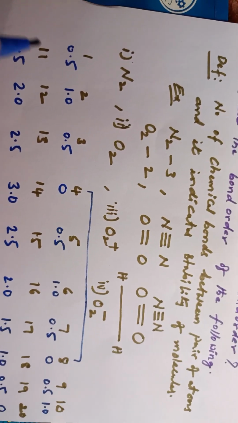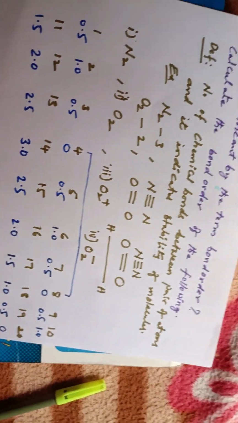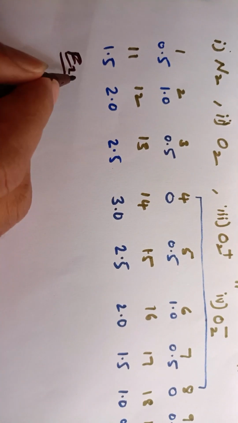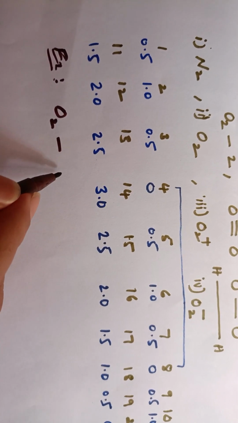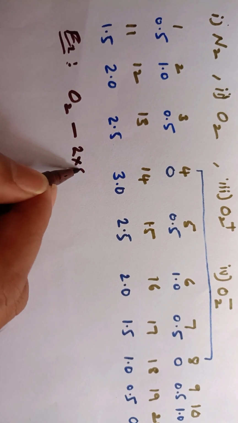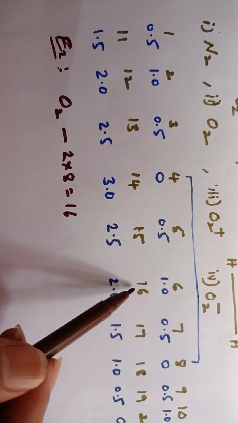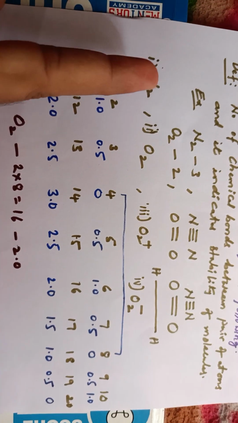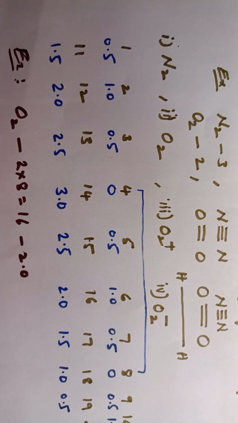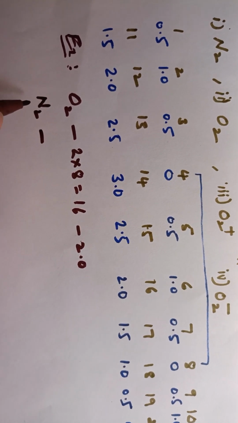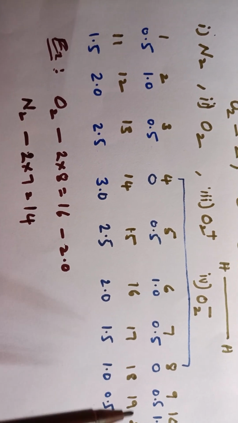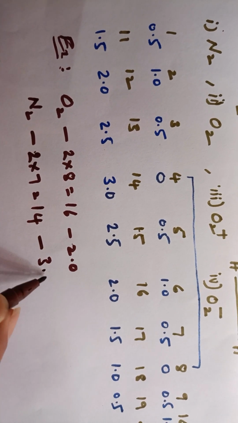Suppose if you take one example, N2. I will tell one example. If you take O2, oxygen atomic number 8. 2 oxygen atoms, so 2 into 8, 16 electrons. 16, you see, this is the 16 electrons, bond order 2 simply. Already here also I discussed the bond order in oxygen molecule. And another example, nitrogen. Single nitrogen atomic number 7. 2 nitrogen atoms, so 2 into 7, that means 14 electrons. 14, you see, this is the 14, bond order 3.